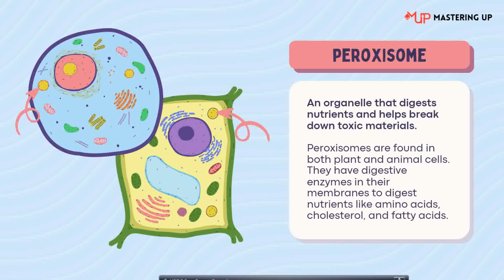Okay, so what is peroxisome? It is an organelle that digests nutrients and helps break down toxic materials within the cell. It is found both in plant and animal cell. They have digestive enzymes. That's why we can say they are the digestive bags inside the cell.